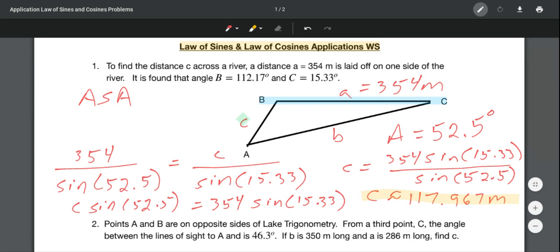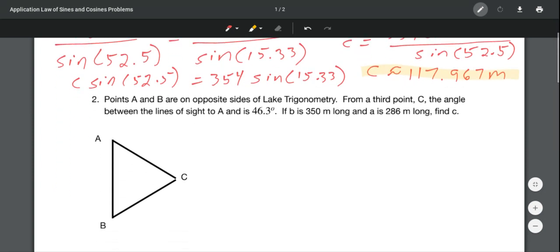All right. Not so bad. Now, the key thing, again, is to identify what you're given. I'm given two angles and an included side, so I know to go to law of sines. Now, let's look at problem 2.